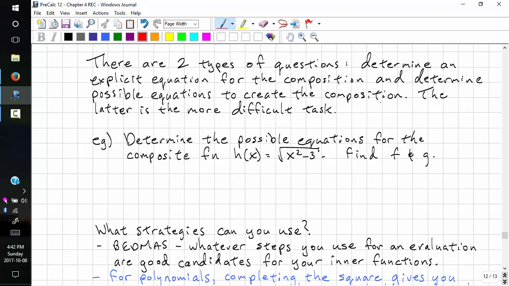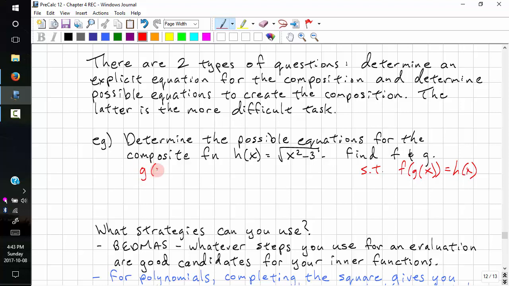So, for example, to determine the equations for the possible composite function h of x equal to square root x squared minus 3, find f and g, and usually we say such that f of g of x equals h of x. Or the other way around, h of x equals f of g of x. Okay, because there's only one variable here, it's rather easy.